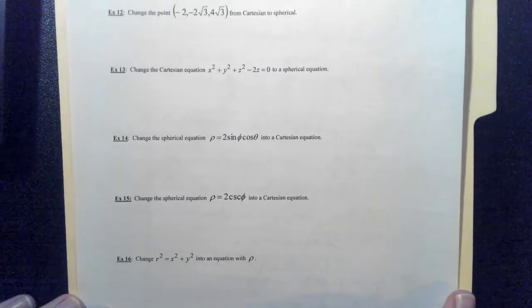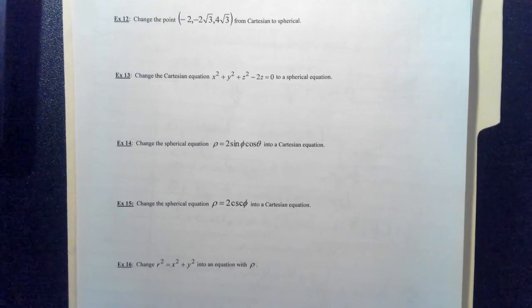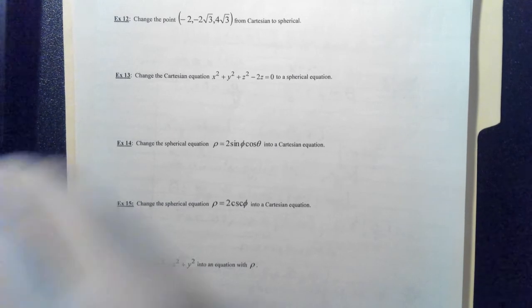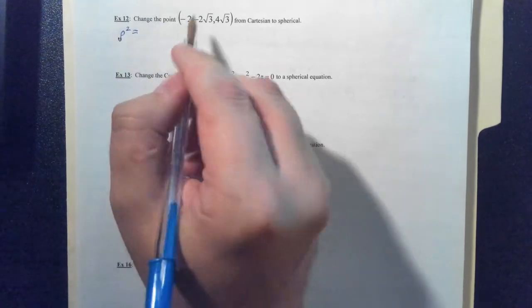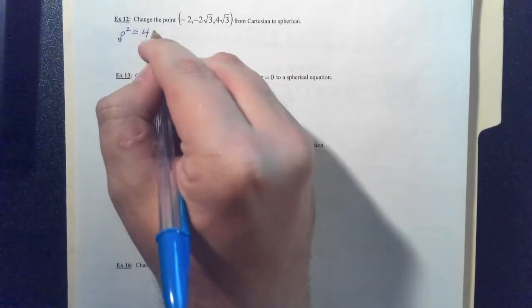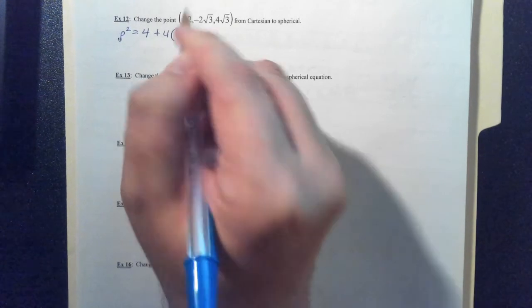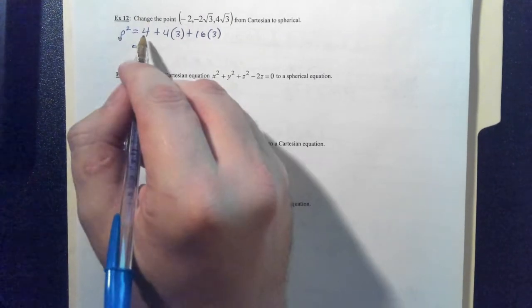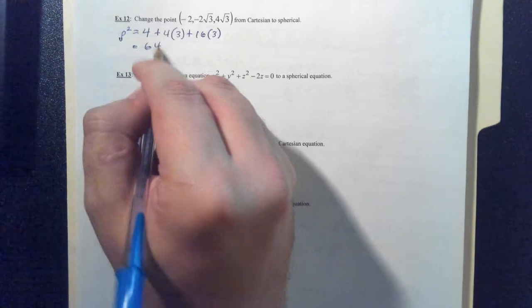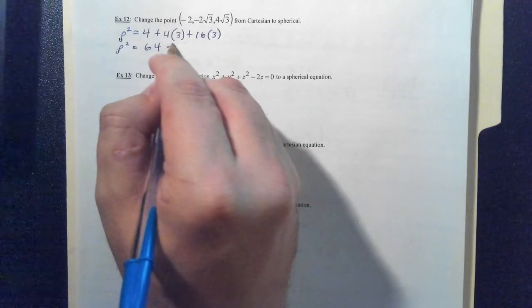All right. Try one more conversion, and then we'll look at the equation conversion. I want to change this point. This time I'm going from Cartesian to spherical. So first I will find rho. Rho squared is the sum of the squares of each of these, which is 4 plus 4 times 3 plus 16 times 3, which is, let's see, that's 4 plus 12 plus 48, so that's 64. Which means rho is 8.